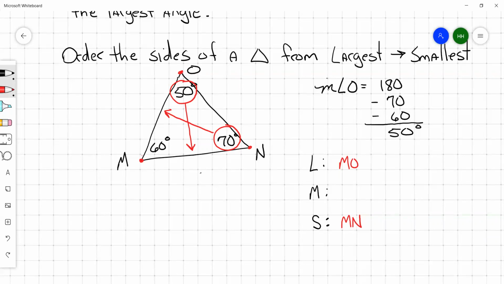All right, and the only side you haven't used yet is NO. So when you're ordering them from largest to smallest, it would be MO, then NO, and then MN. So there's your order. All right, so any questions on any of that stuff? Ordering the sides of a triangle, ordering the angles of a triangle.